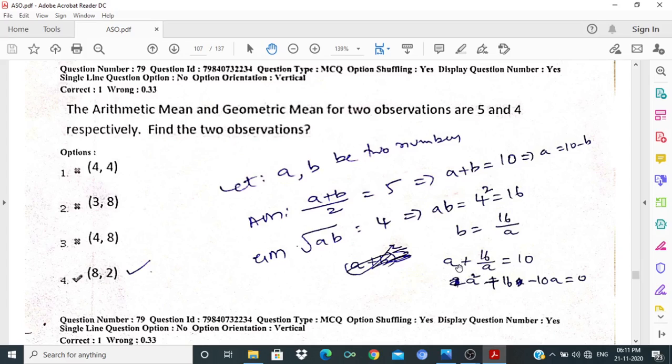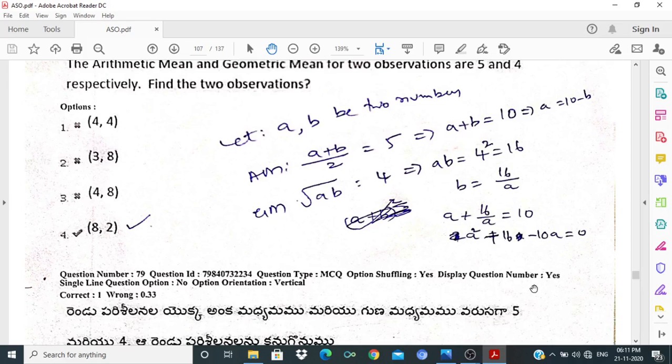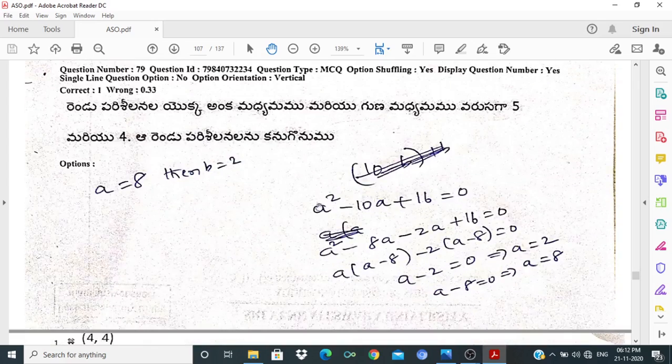Instead of b we can use 16 by a. So a square plus 16 minus 10a is equal to 0. Here we can write 10a as 8a plus 2a, so a square minus 8a minus 2a plus 16 is equal to 0. a minus 8 is equal to 0 implies a is equal to 8. a minus 2 is equal to 0 implies a is equal to 2. Here I have solved.